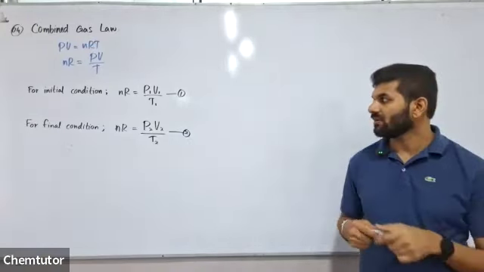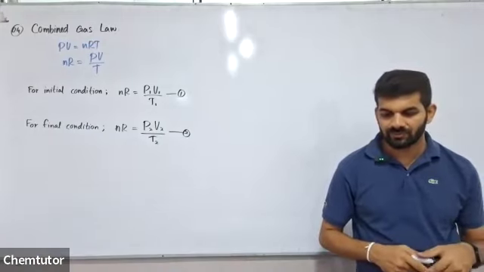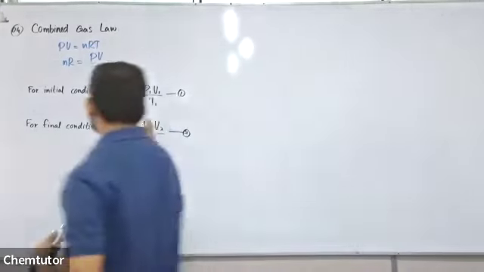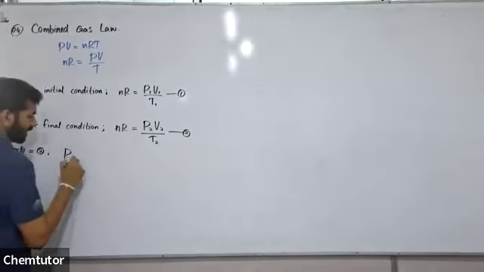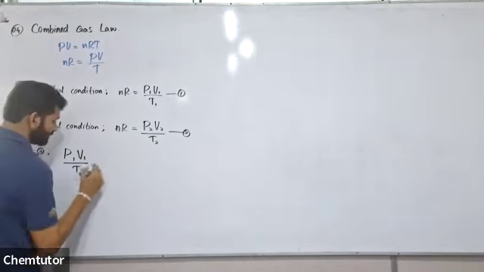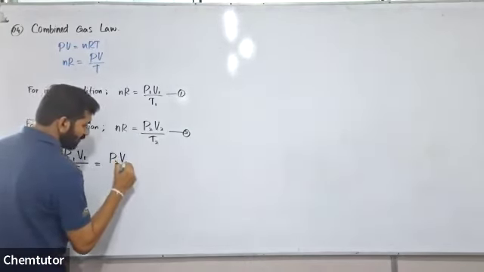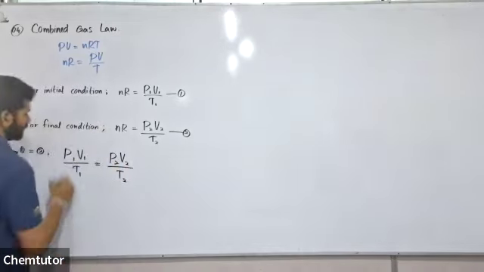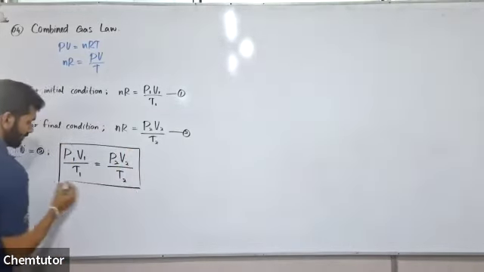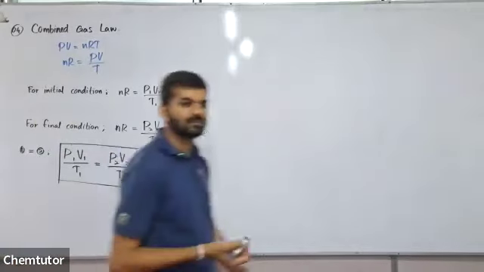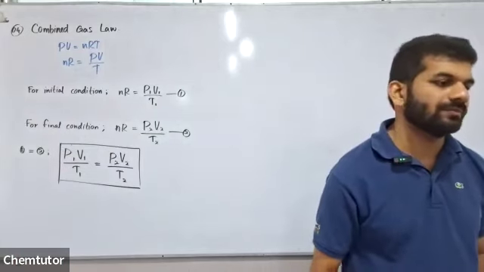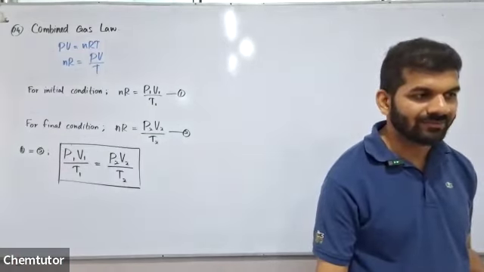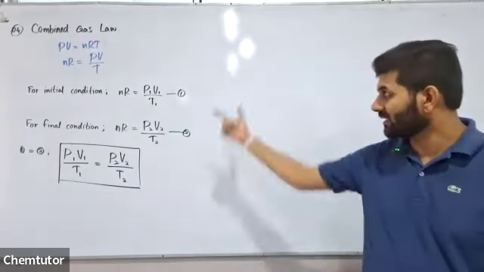Simply P1 V1 over T1, then the other one is P2 V2 over T2. Then we can equalize these two equations because nR are the same. So P1 V1 over T1 equals P2 V2 over T2. This is called the combined gas equation. Did you understand? Okay, you can write it.